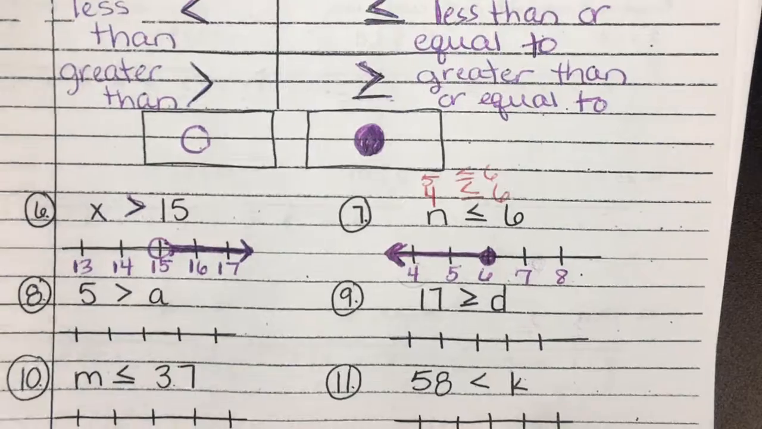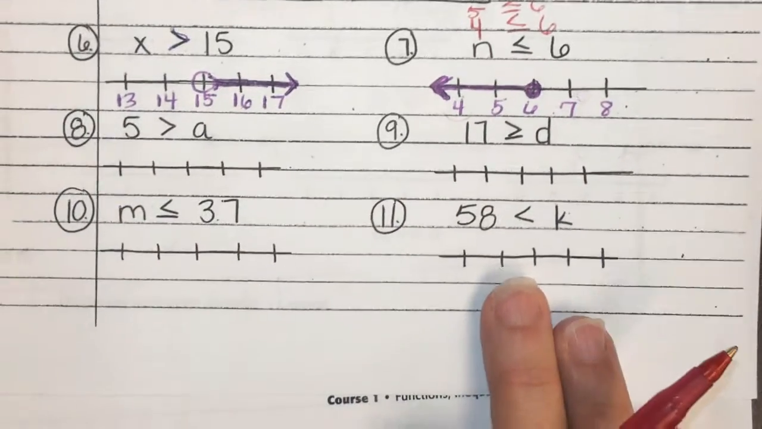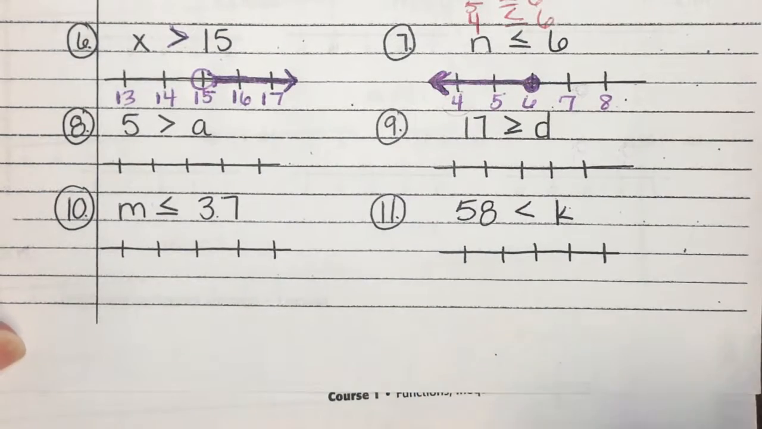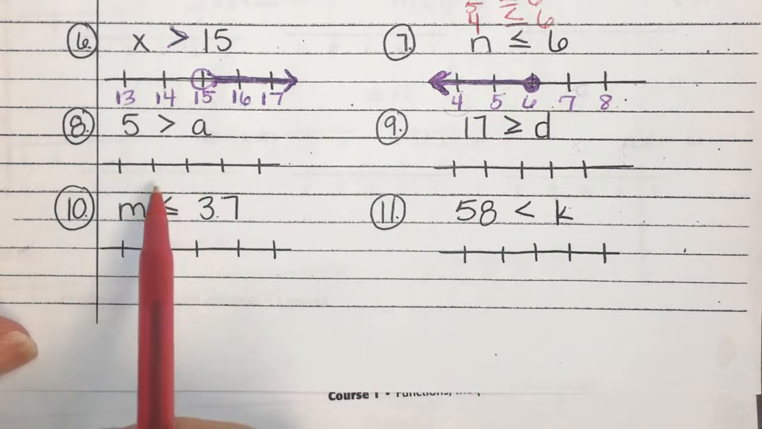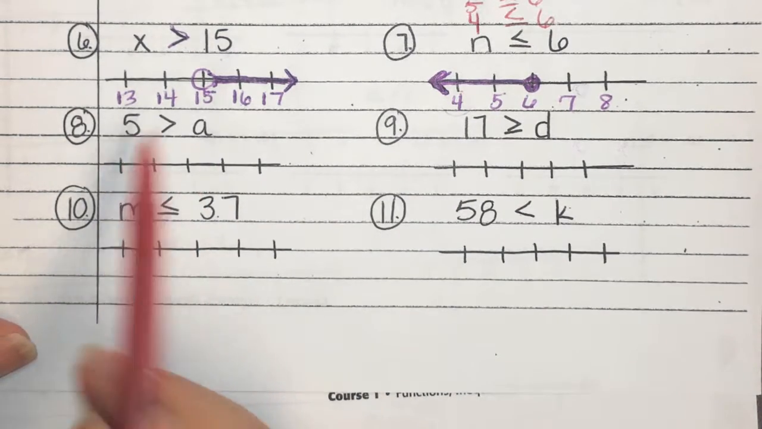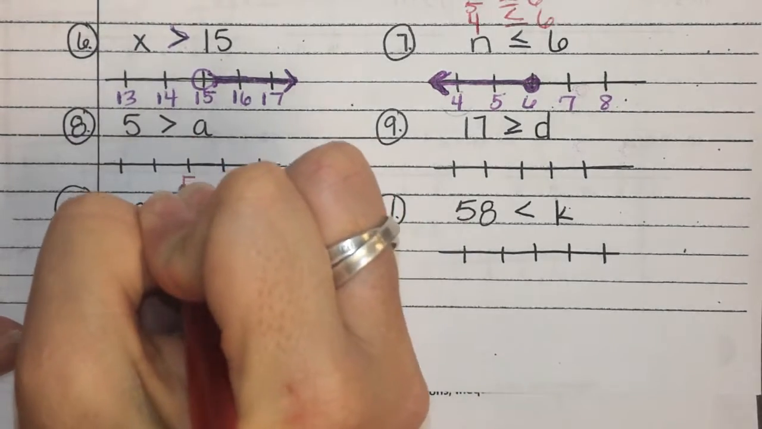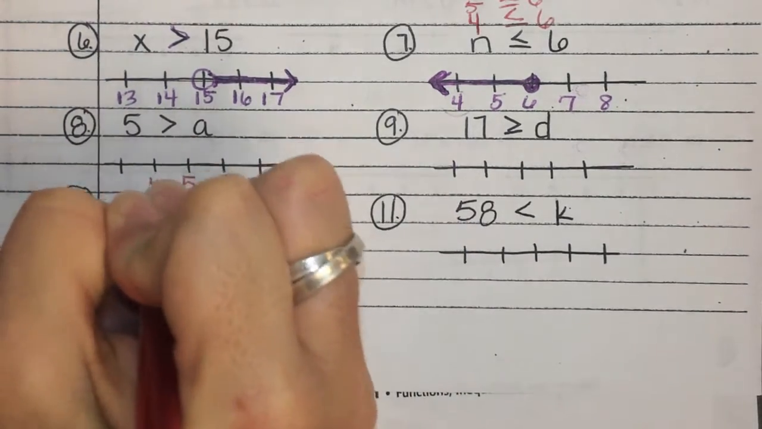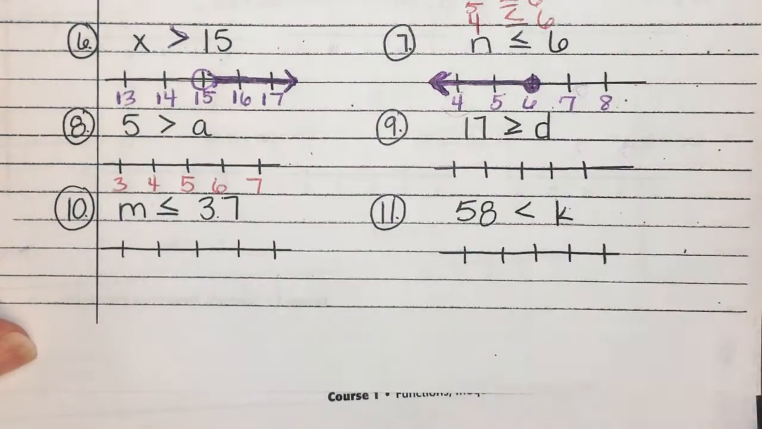Okay, so let's look at 8, and we'll move it down a little bit. I know you can't see my dots, but I hope you got them. On number 8, we need the number 5 somewhere in the middle, number 6 and 7, 4 and 3.